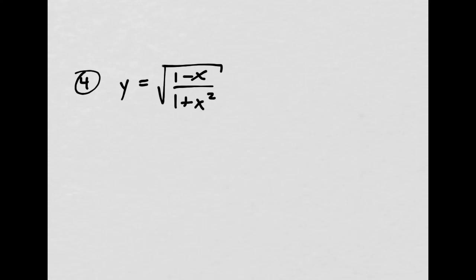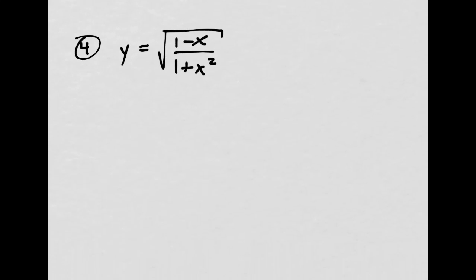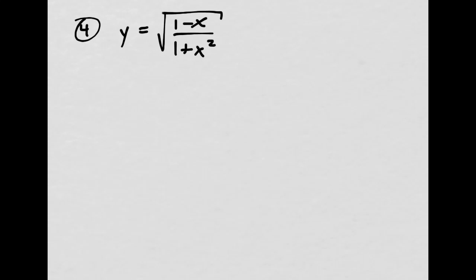For problem number 4, it says find all values of x for which the function is differentiable. What does that mean? It means find all the x values where the derivative exists. So first step is to find the derivative. I suppose I have chain rule, because there's a function on the outside and then a function on the inside. But then it's a quotient rule on the inside. So the first thing I'll do is take the derivative, because I want to see where the derivative exists.